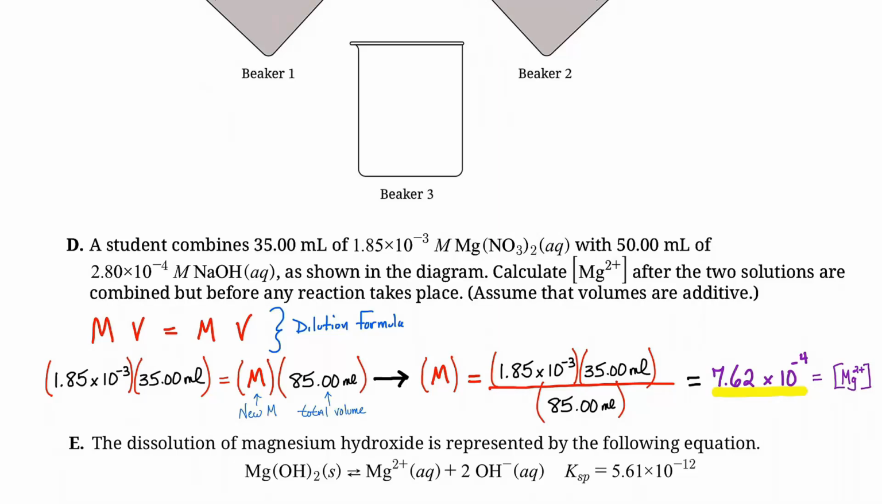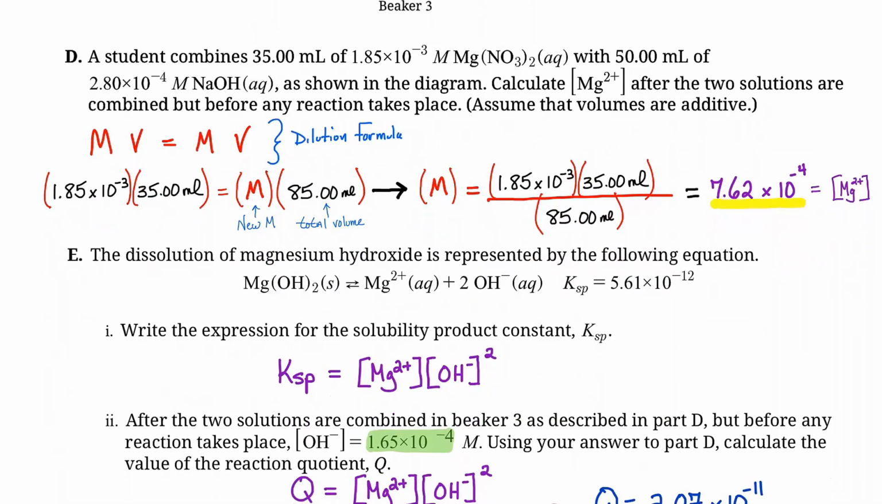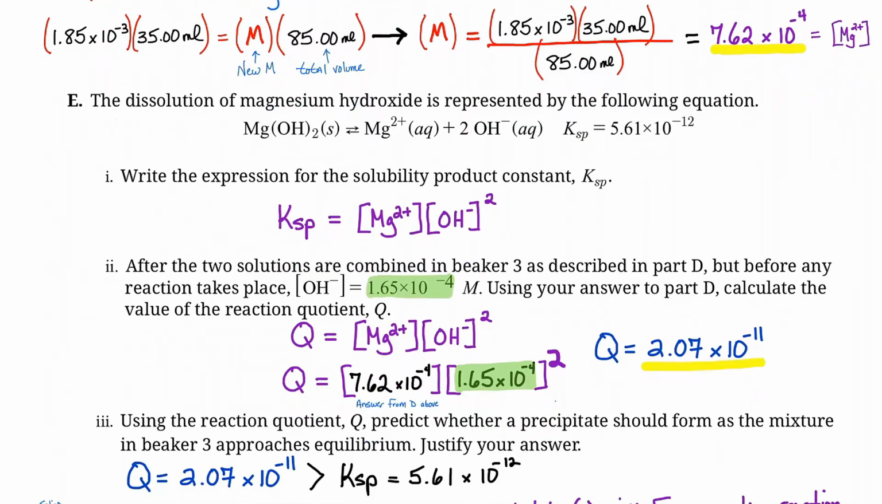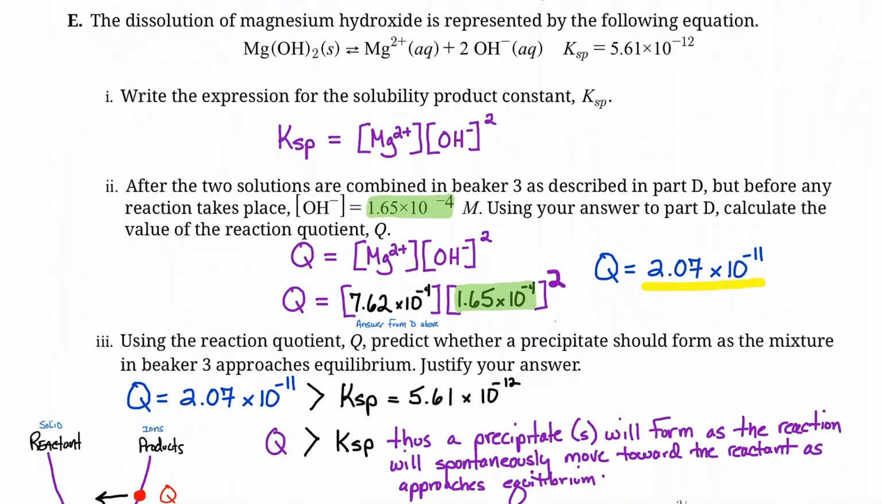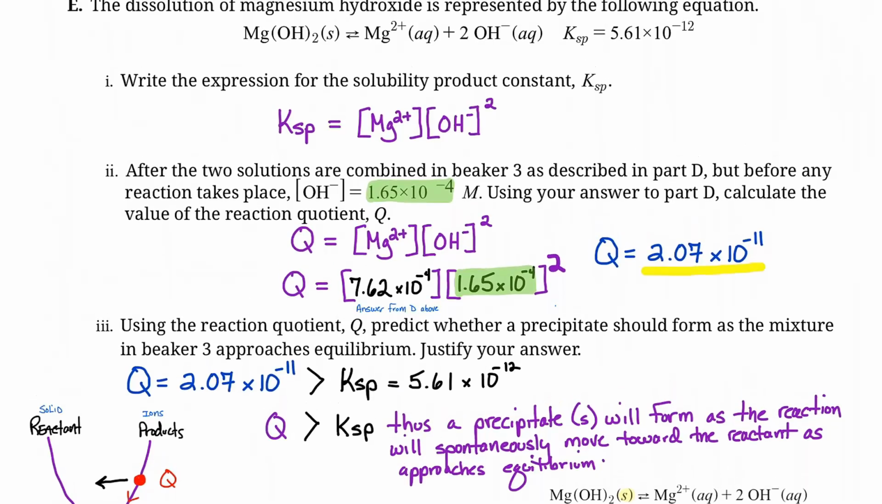So on to number E. The dissolution, or the dissolving, of magnesium hydroxide is represented by the following equation. As you can see, it's a Q versus K question if you did not already recognize this. First point is, write the Ksp. The Ksp is just an equilibrium expression. It doesn't have to be Ksp. It could be Kp. It could be Ka, Kb. There are many different equilibrium names that we give for different reactions.